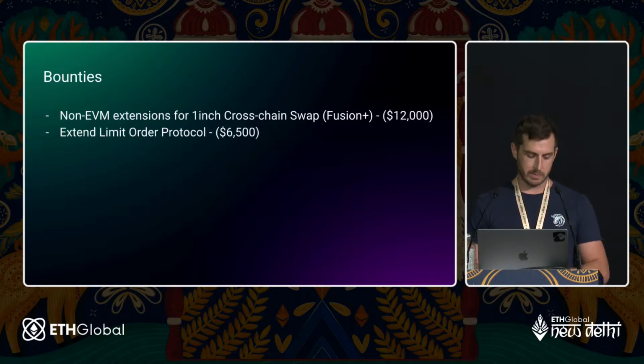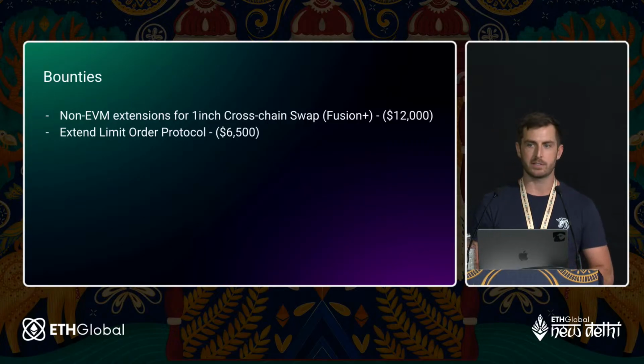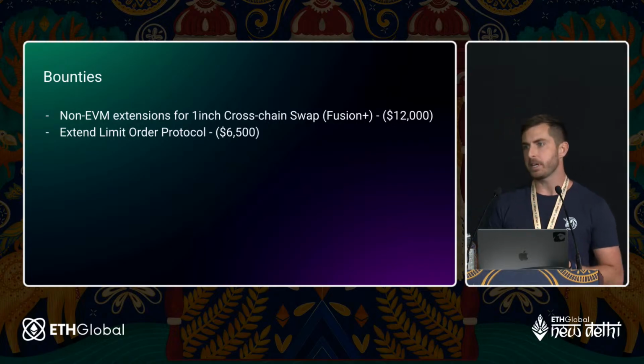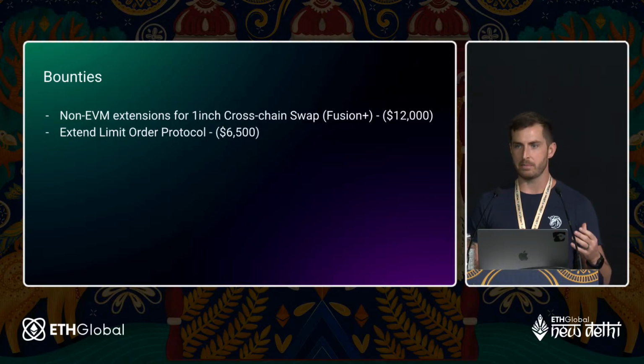The second one is extending our limit order protocol. And this is actually pretty cool. You can build some really neat trading strategies like take profits, stop losses, trigger orders. We also have pre and post interactions. So you can build some complex transactions like swapping USDC to Ethereum and then depositing that Ethereum into Aave as collateral. You can do some really cool, fun things like that.